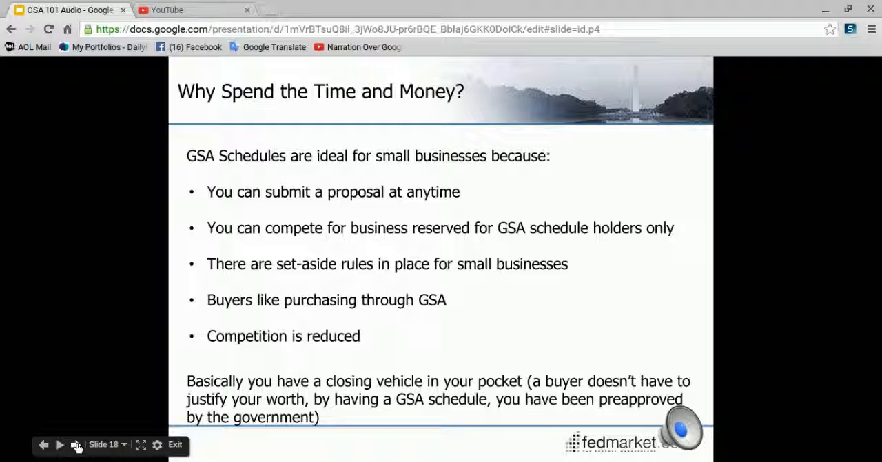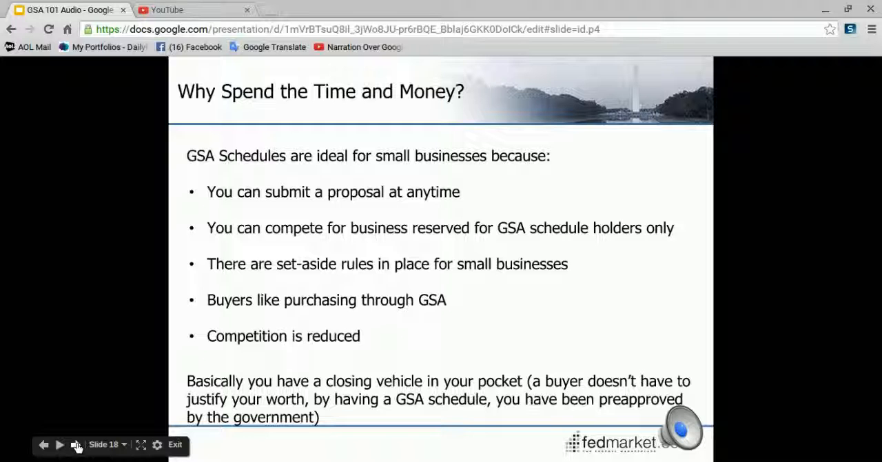Why spend the time and the money? GSA schedules are ideal for small businesses because you can submit a proposal at any time. You can compete for business reserved for GSA schedule holders only. There are set-aside rules in place for small businesses, and buyers like purchasing through GSA. Again, most importantly, competition is reduced.